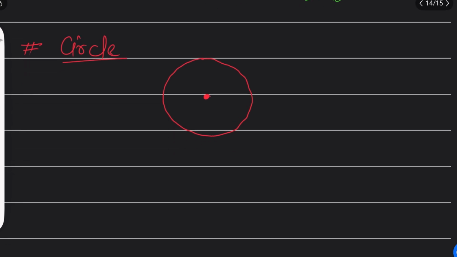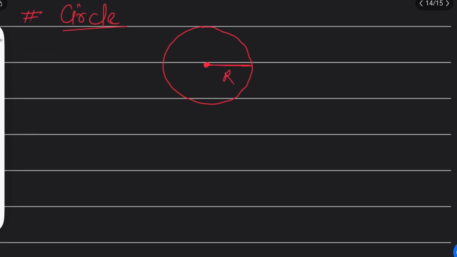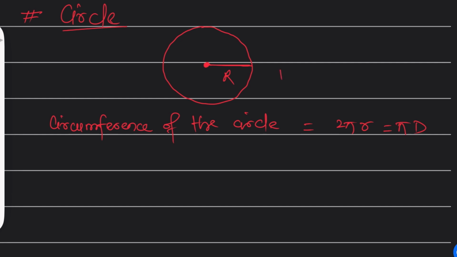Now, understand this is called the radius of this circle. If r is the radius of the circle, what is the perimeter of this circle, or you can say circumference. Especially for a circle we use circumference instead of perimeter. So, what is the circumference of the circle? Circumference is equal to 2 pi r, or you can write pi into d, if d is the diameter. What is d? d is equal to 2r, meaning diameter.